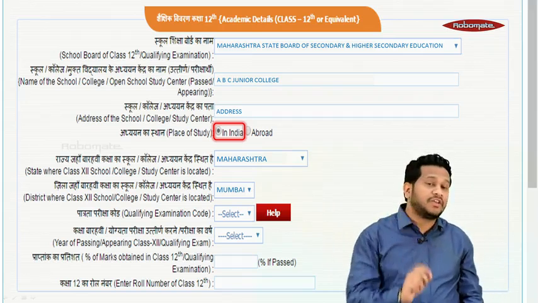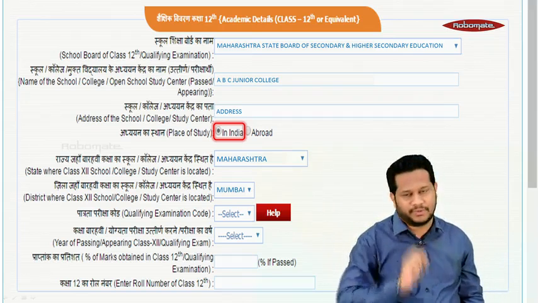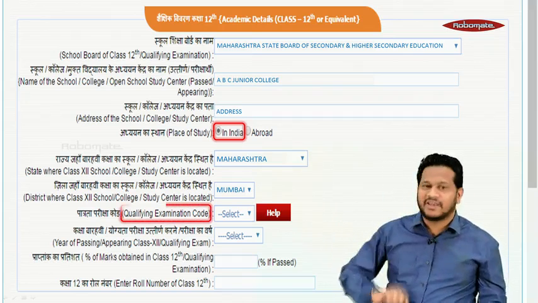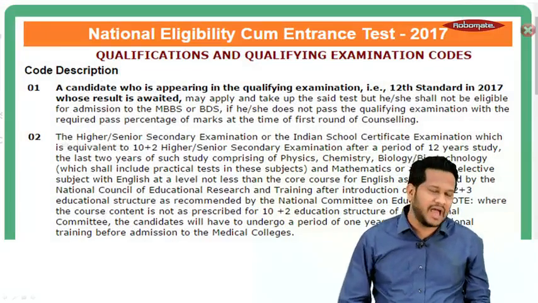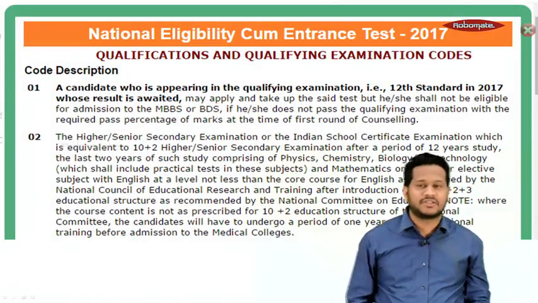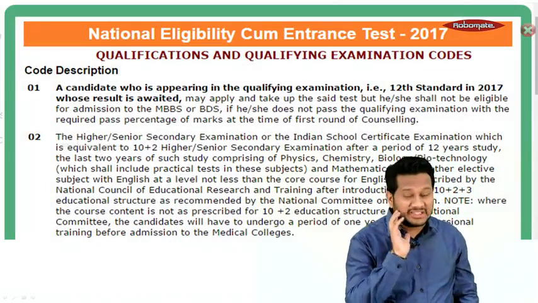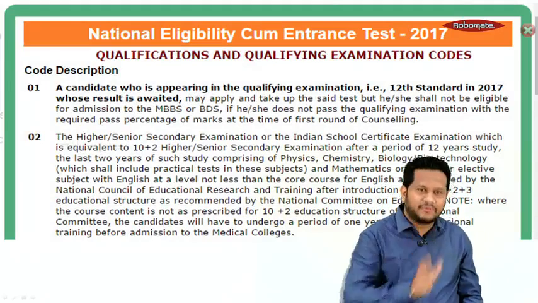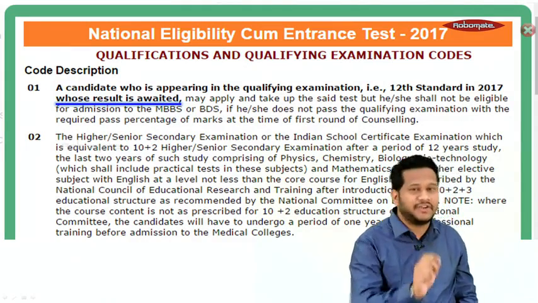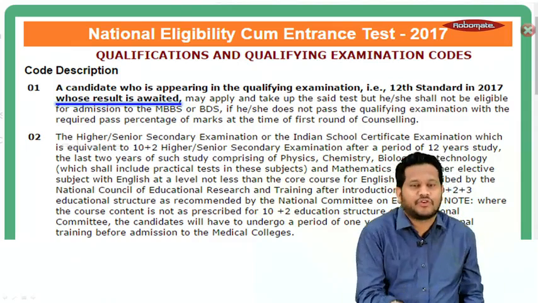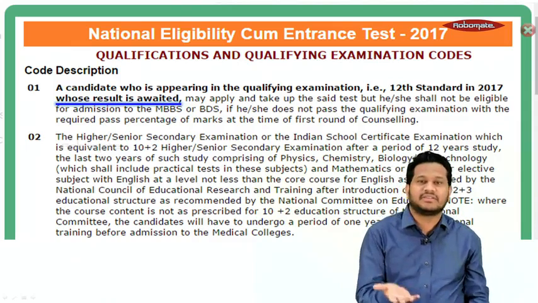So we have selected Mumbai. And then the qualifying examination code. Now when I talk about this qualifying examination code, students, there are 7 codes which you have, of which you can see right now first and second. For simplicity I am telling you that you have to select code 01 because your results are awaited, and because you have not appeared for the examination, your results are awaited.